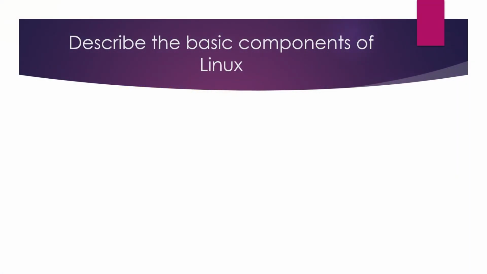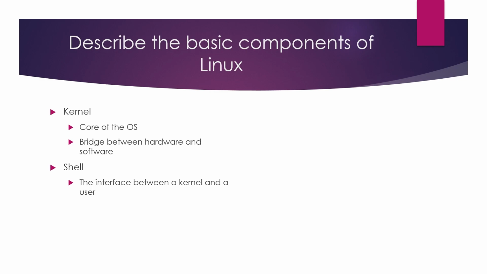Define the basic components of Linux. First, you have the kernel. The Linux kernel is a core part of the Linux operating system, and it works as a bridge between the hardware and the software of the Linux operating system. Then you have the shell. The shell is the interface between the kernel and the user.